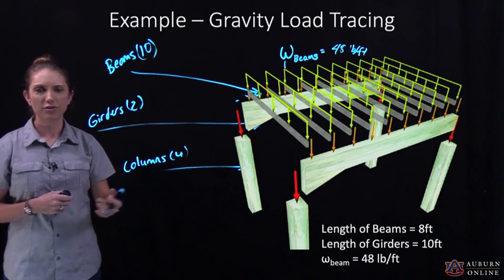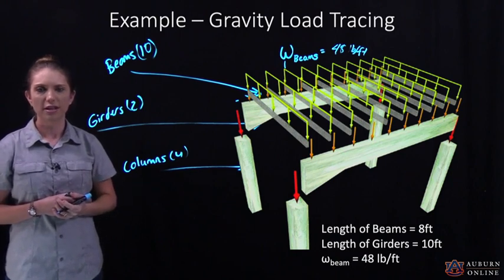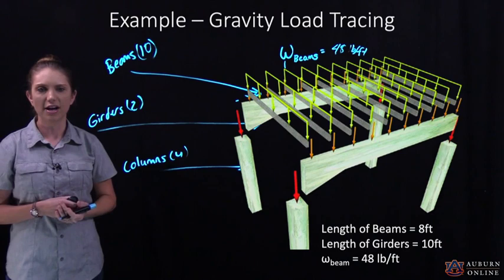We'll go to the next structural element, which is the girders. And finally, we'll find the loadings on the columns.